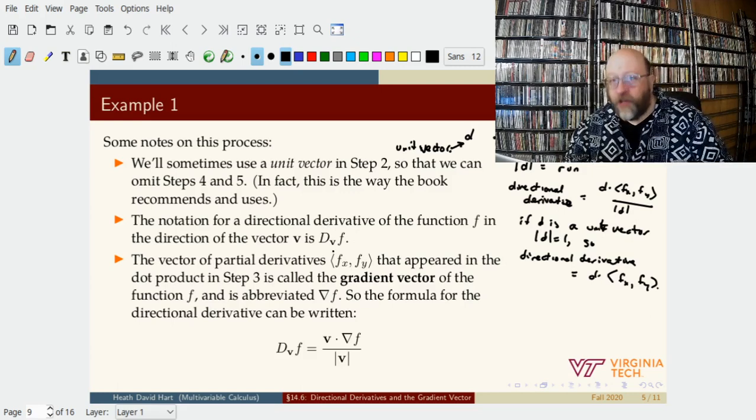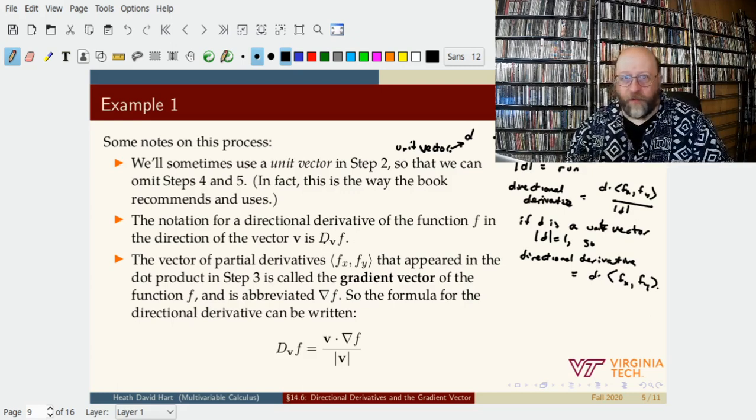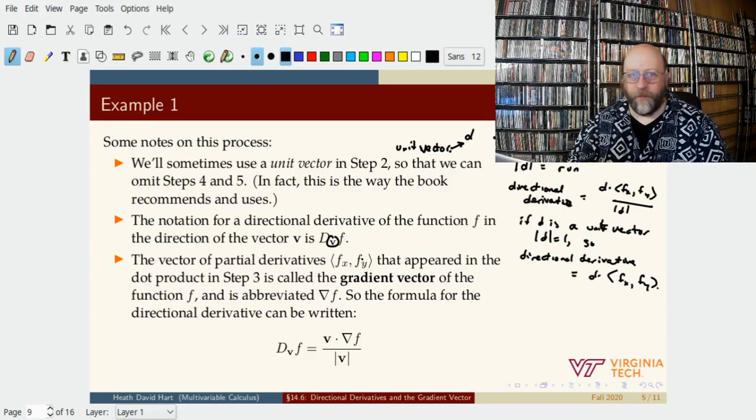The notation that we use for a directional derivative is the derivative in the direction of v of the function f. So it's a capital D for a derivative, a little v for the vector in the direction we're traveling, and then an f for the function. Okay? And we abbreviate this vector of partial derivatives that we used right here in the calculation. We call this the gradient vector.